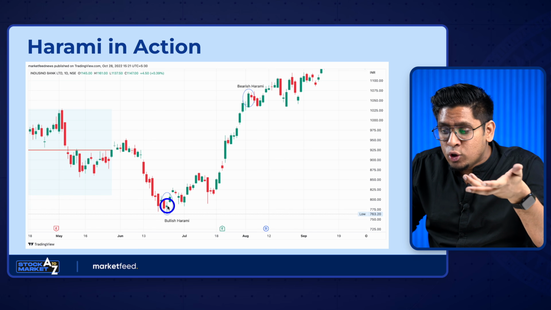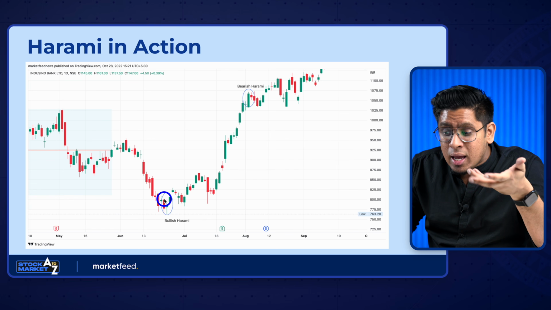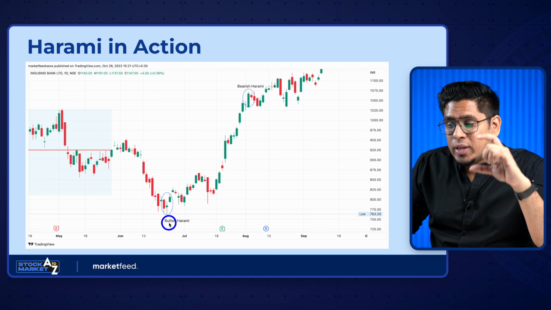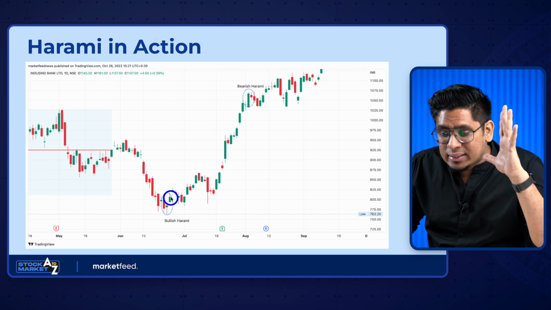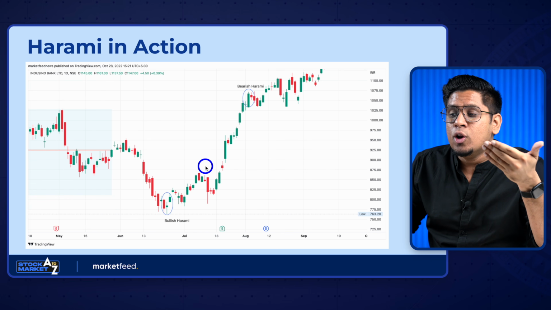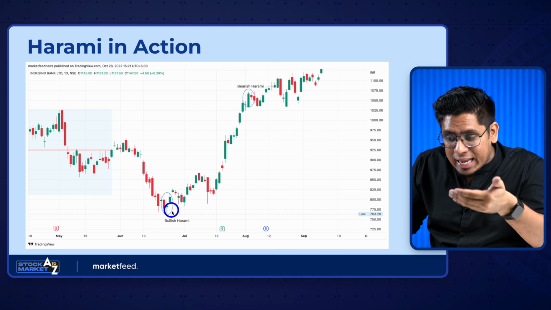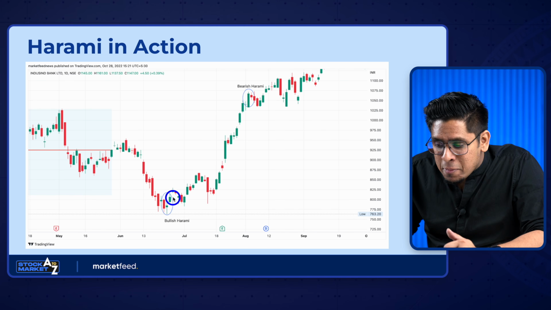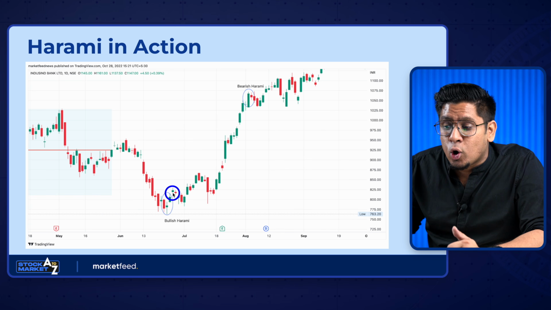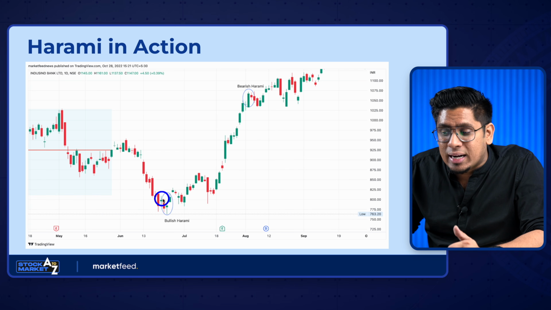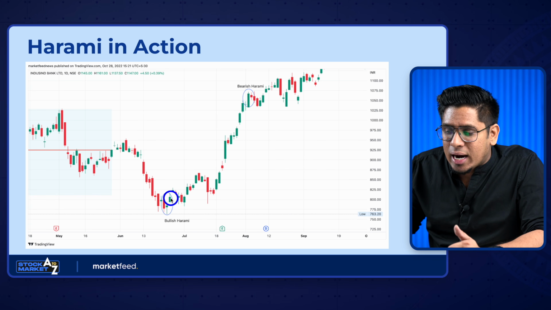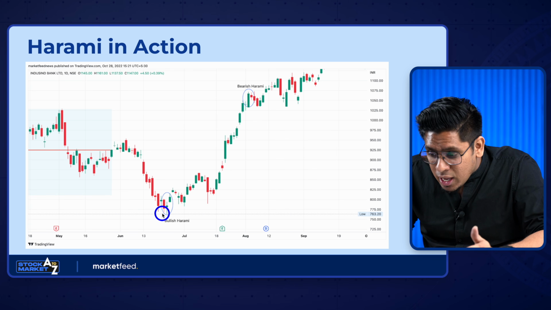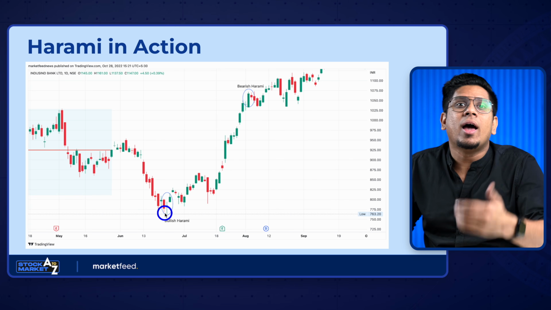How would you confirm that? You would wait and mark the high and the low of this previous red candle, C1 of the Harami pattern, and if the high is taken out eventually, then you can enter a long position. If the low is taken out eventually, then you can enter a short position, right? What happened here? The next candle actually broke the high of this red candle, C1. So that is where you could have entered into a long position, keeping the low of the bullish Harami setup as the stop loss.